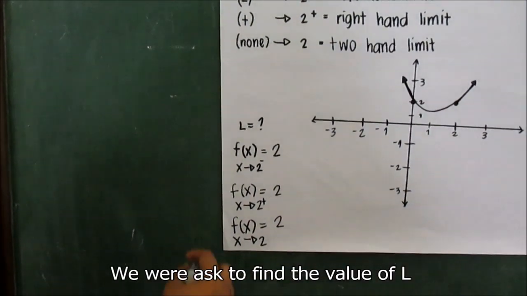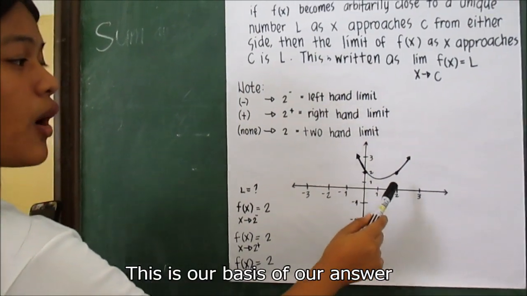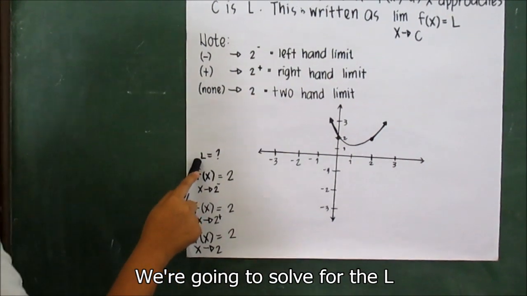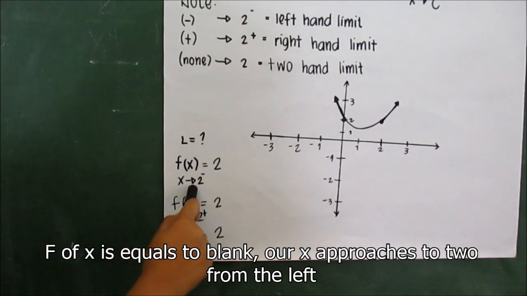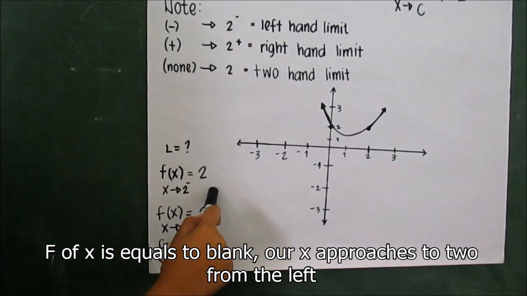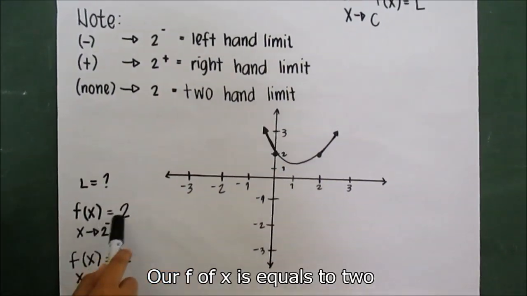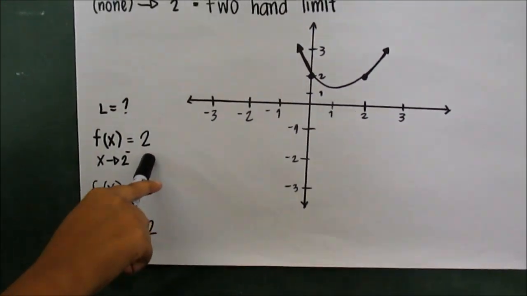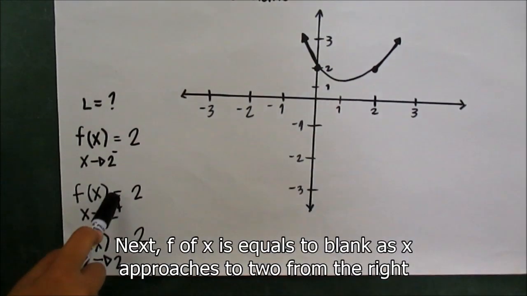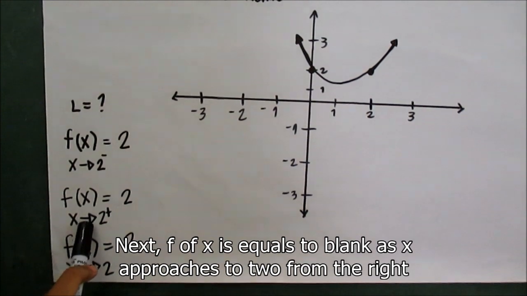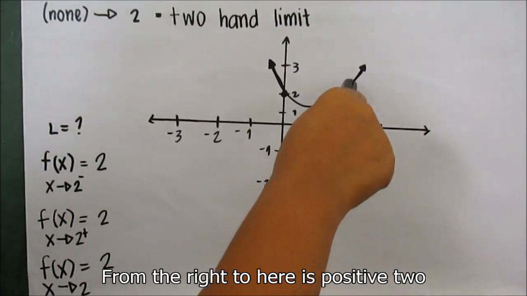Example, we were asked to find the value of L. And this is our basis of our answer. We're going to solve for the L. f of x is equal to blank as our x approaches 2 from the left. So from the left, at the point here, our f of x is equal to 2. Our left hand limit is equal to 2. Next, f of x is equal to blank as x approaches 2 from the right. So from the right, here is positive 2.